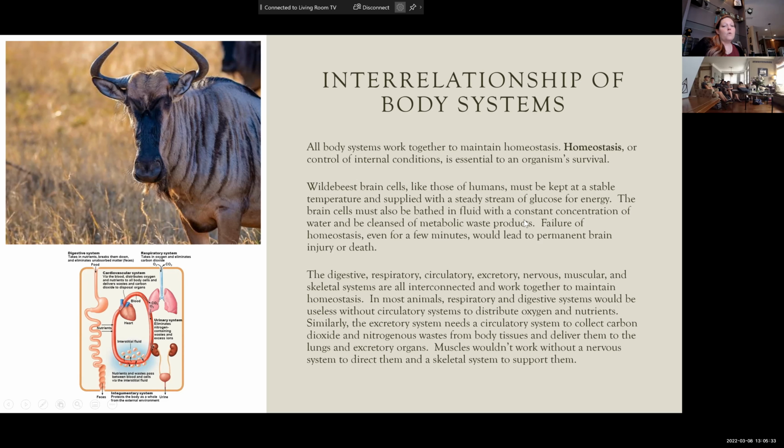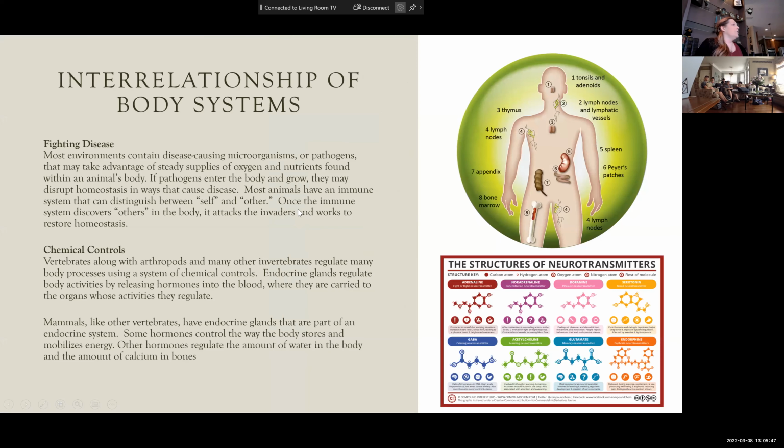So everything wants homeostasis, all of your systems, digestive, respiratory, skeletal. So everything does. So your muscles don't work without your nerves and your skeleton, and everything works together. It's one big system. So this is important when you're fighting diseases. This is important when you're controlling chemicals.